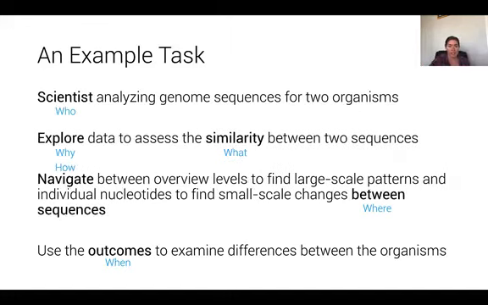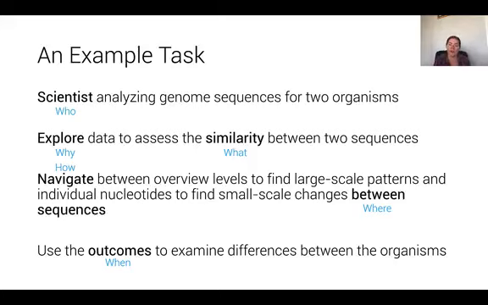So for example, here, if we look at our who, what, when, where, why, and how framework, we can see that this task is being conducted by who? It's by scientists. Why are they doing it? They're doing it to explore their data. How are they doing it? They're navigating between different levels of detail. Where are they doing it? They're doing comparisons between sequences. What are they trying to do? They're trying to understand the similarity between these sequences. And when are they doing it? They're doing it after they have hypotheses about outcomes. And they're also doing it when they want to try to understand the differences between those outcomes.